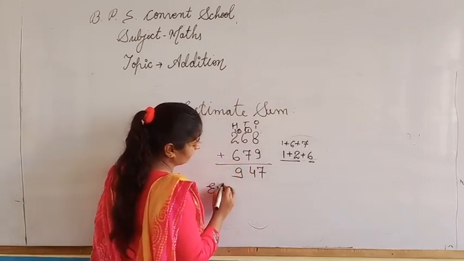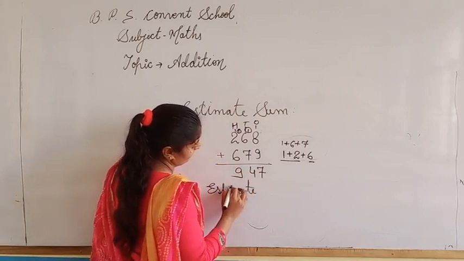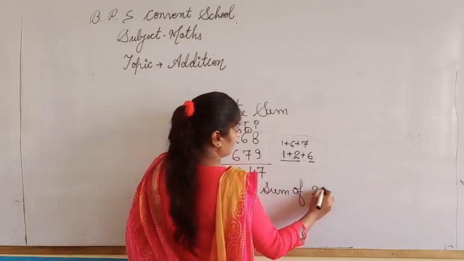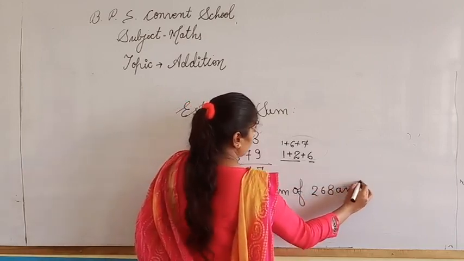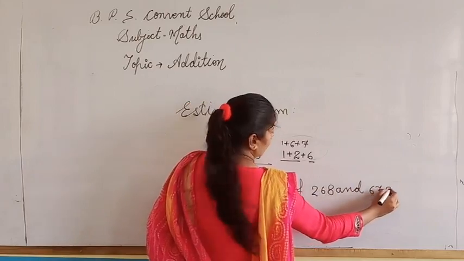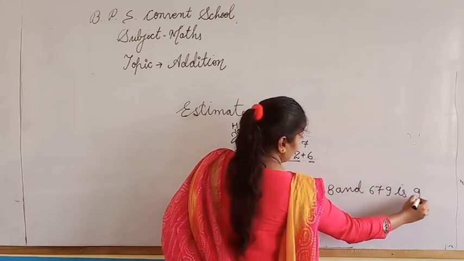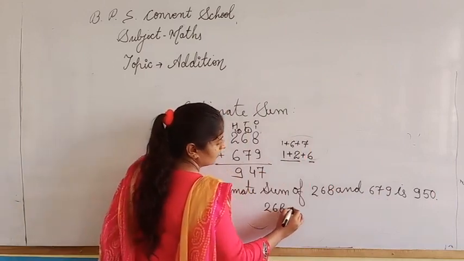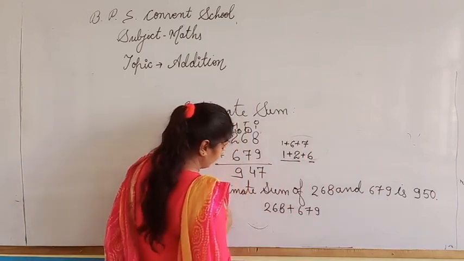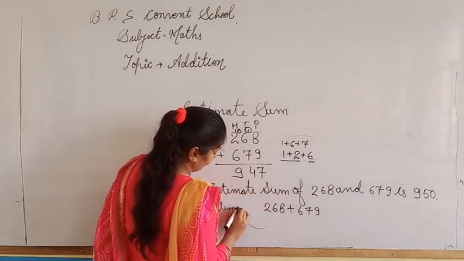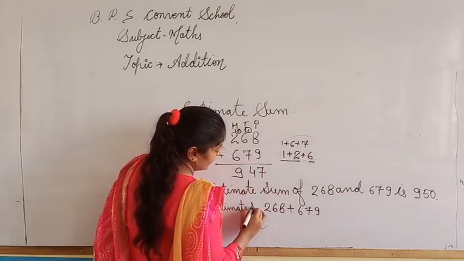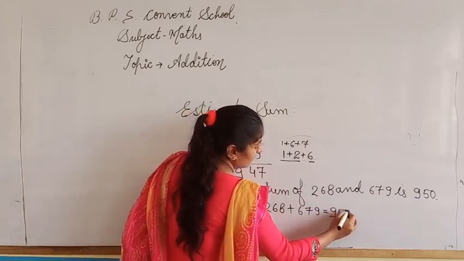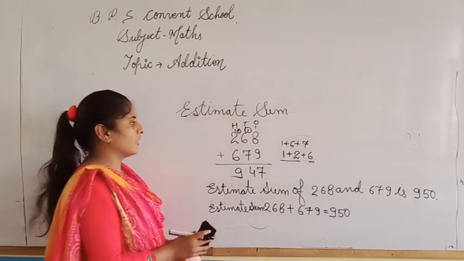So the estimate sum of 268 and 679 is 950. Estimate sum is equal to 950. Let's take more examples.